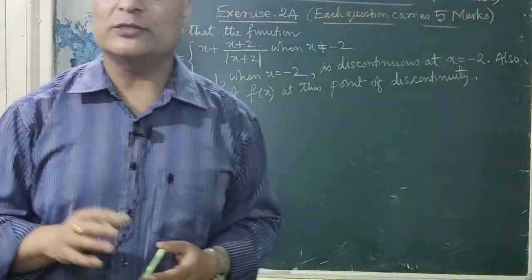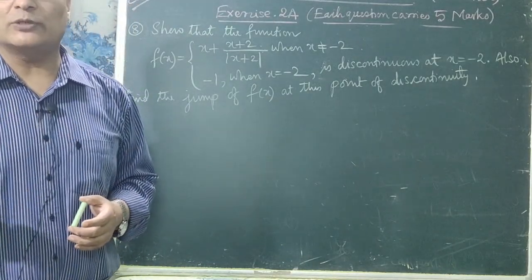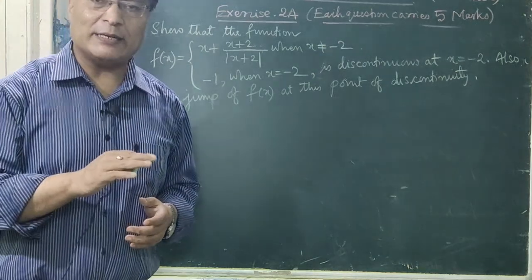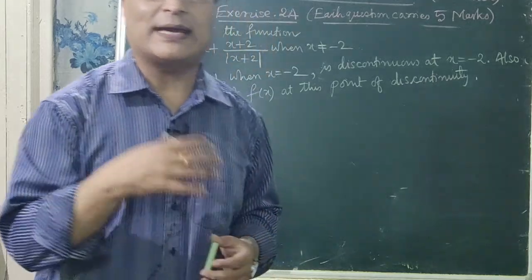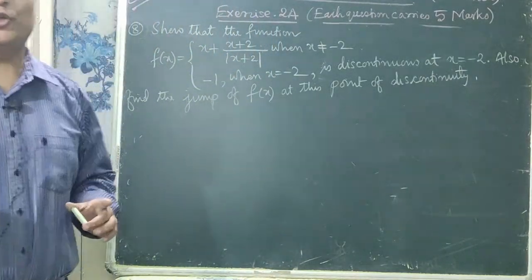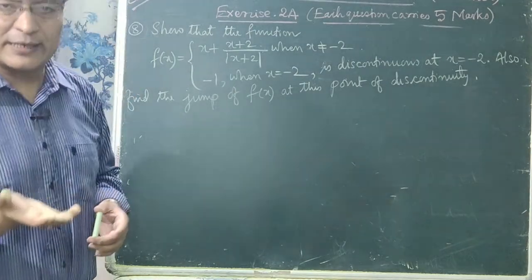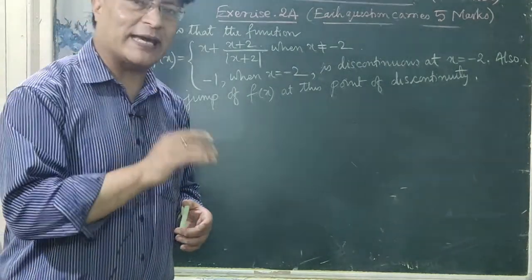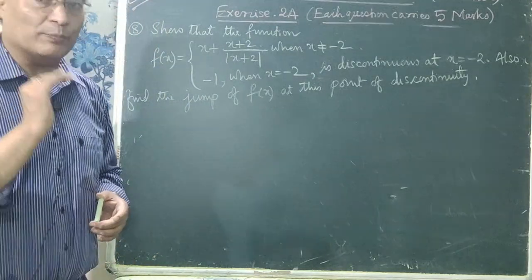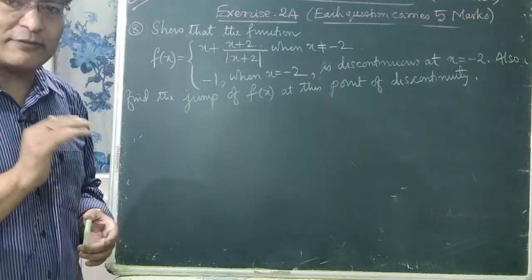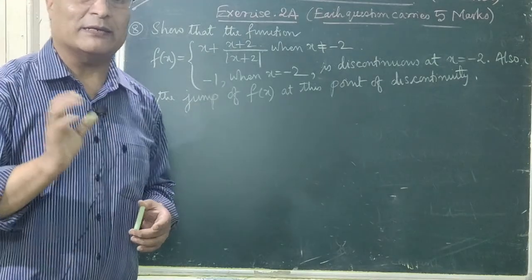For the jump of the function, we find it if right hand limit is not equal to left hand limit. Then the difference between the right hand limit and the left hand limit is known as the jump of the function f of x. So if right hand limit is greater than left hand limit, the jump can be determined by right hand limit minus left hand limit, okay? But if left hand limit is greater than right hand limit, then the jump can be determined by left hand limit minus right hand limit.